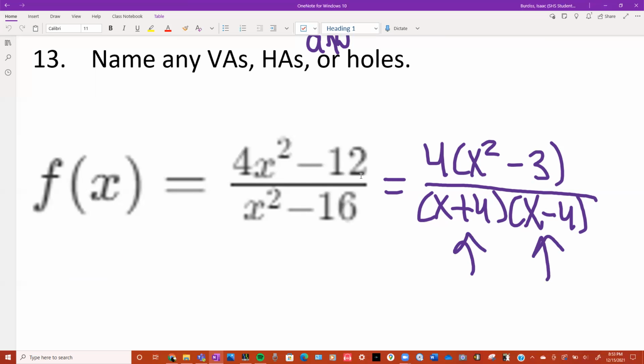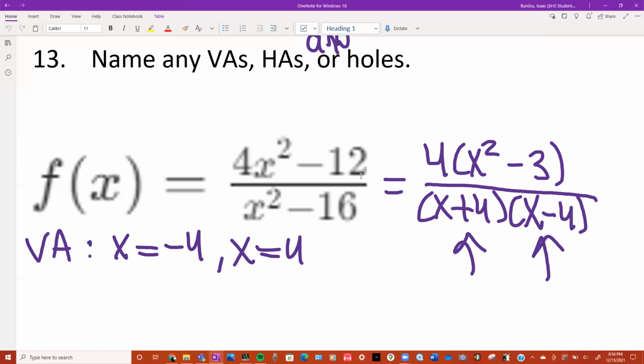Oh, there we go. And so the vertical asymptotes, you have to set the denominator equal to 0, and that would be at x equals -4 and x equals 4. Remember, don't say vertical asymptote equals -4. Teachers don't like that.